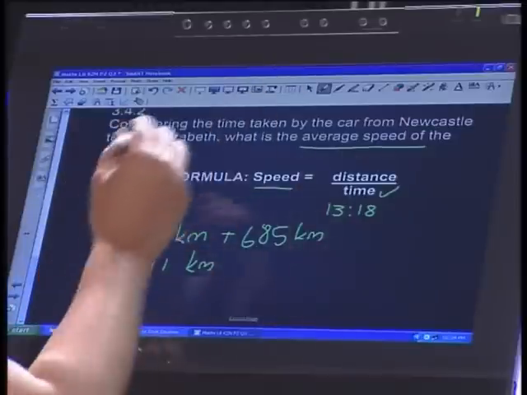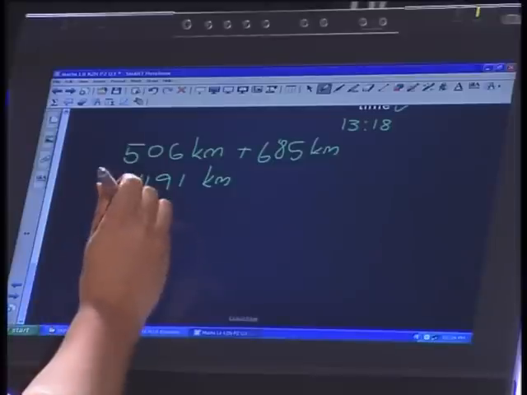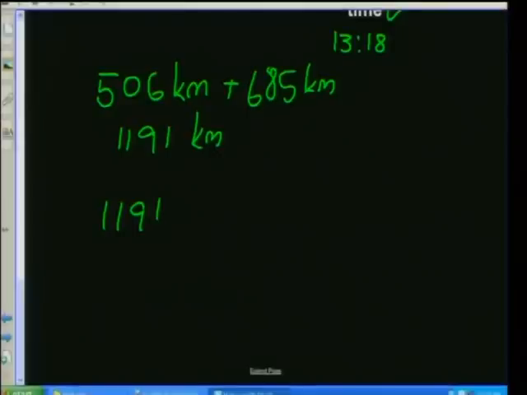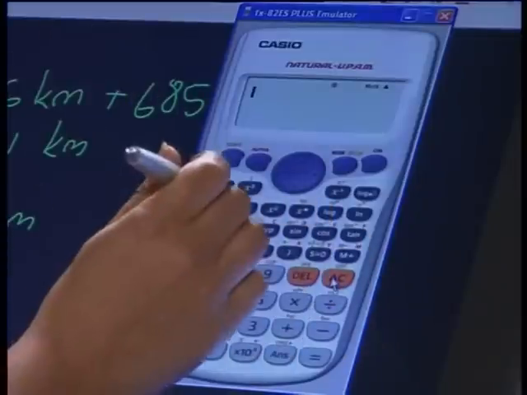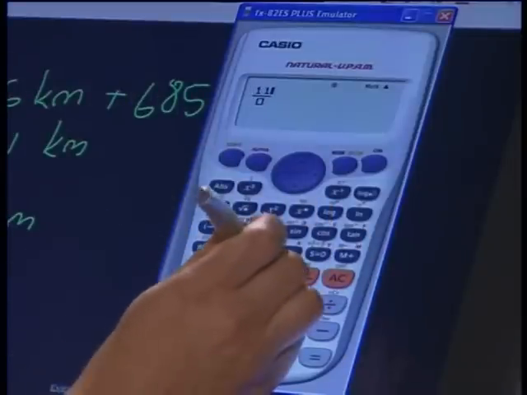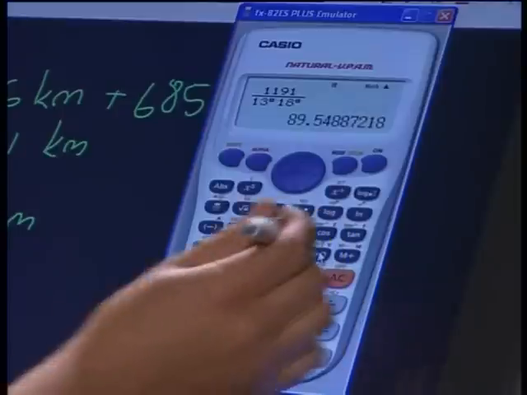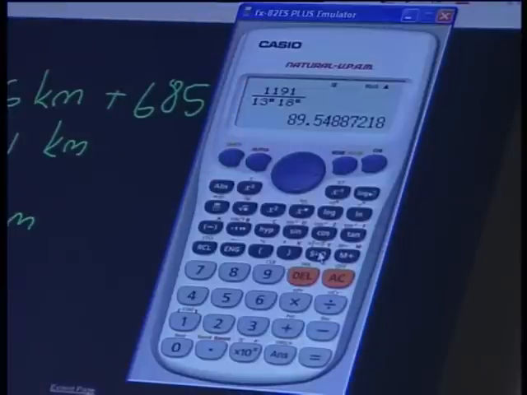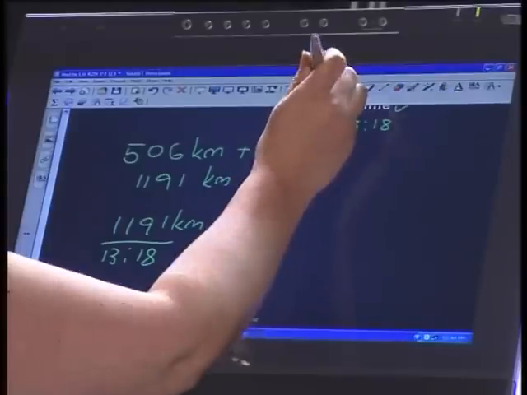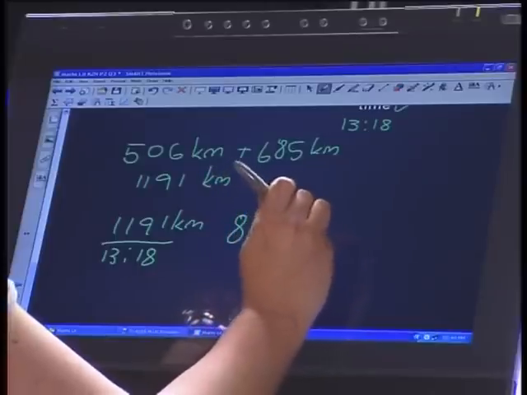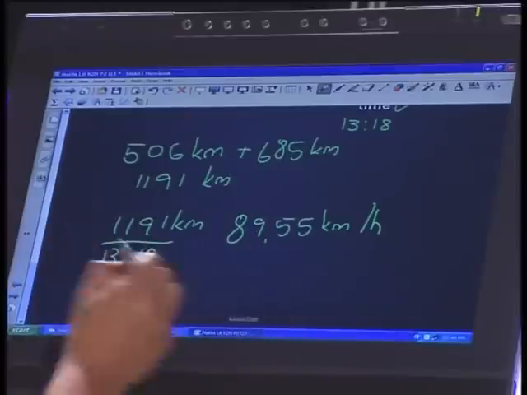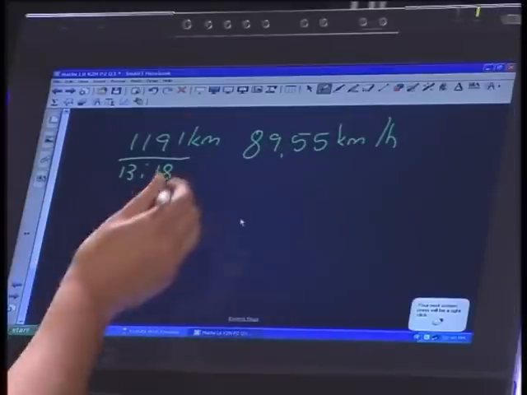Now we're calculating our speed. We want to know the speed that they used. So we're basically going to say our distance divided by, I'm going to leave my kilometers in, divided by 13 hours and 18 minutes. Now what's nice about that button that I just showed you is you can actually use that button to calculate. So I'm going to use my fraction button and type it in exactly as it is on my notes, 13 hours and 18 minutes. And I get an answer of 89.55 kilometers per hour. So that was the easy way of doing it. 89.55 kilometers per hour.